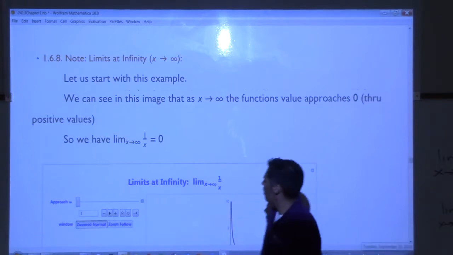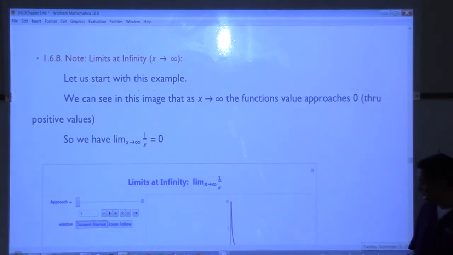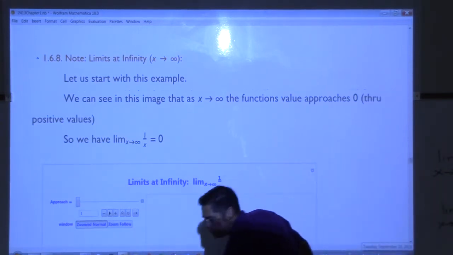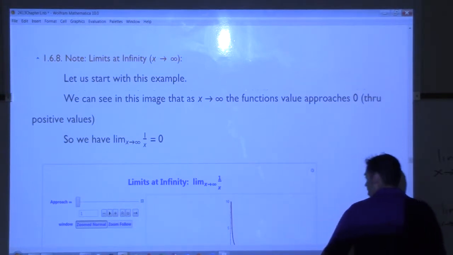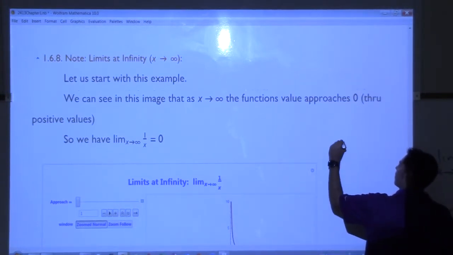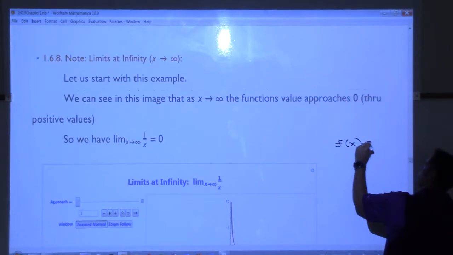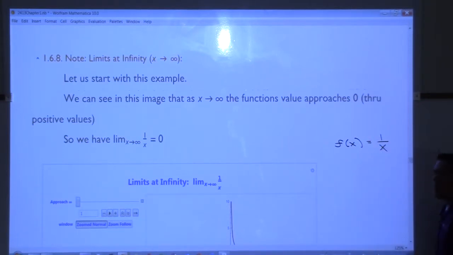Okay, so here we're gonna start this with the graph, that way we can at least feel comfortable with this. If we take the function f of x equals 1 over x, and we ask ourselves what the right end behavior of this is, and what the left end behavior of this is?